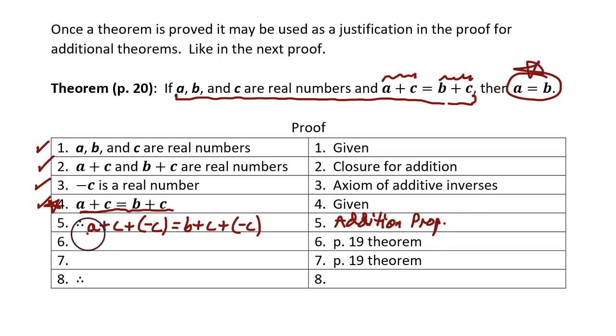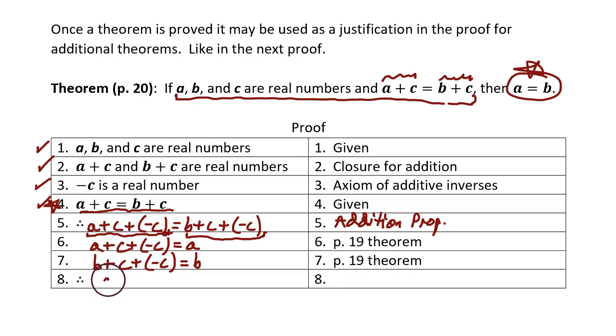Next, focus on the left side of this statement. And as a hint, think about what the page 19 theorem was about. When you have an expression like this, this just equals a. Next, focus on this piece here. What does this equal? It equals b, because of the page 19 theorem.